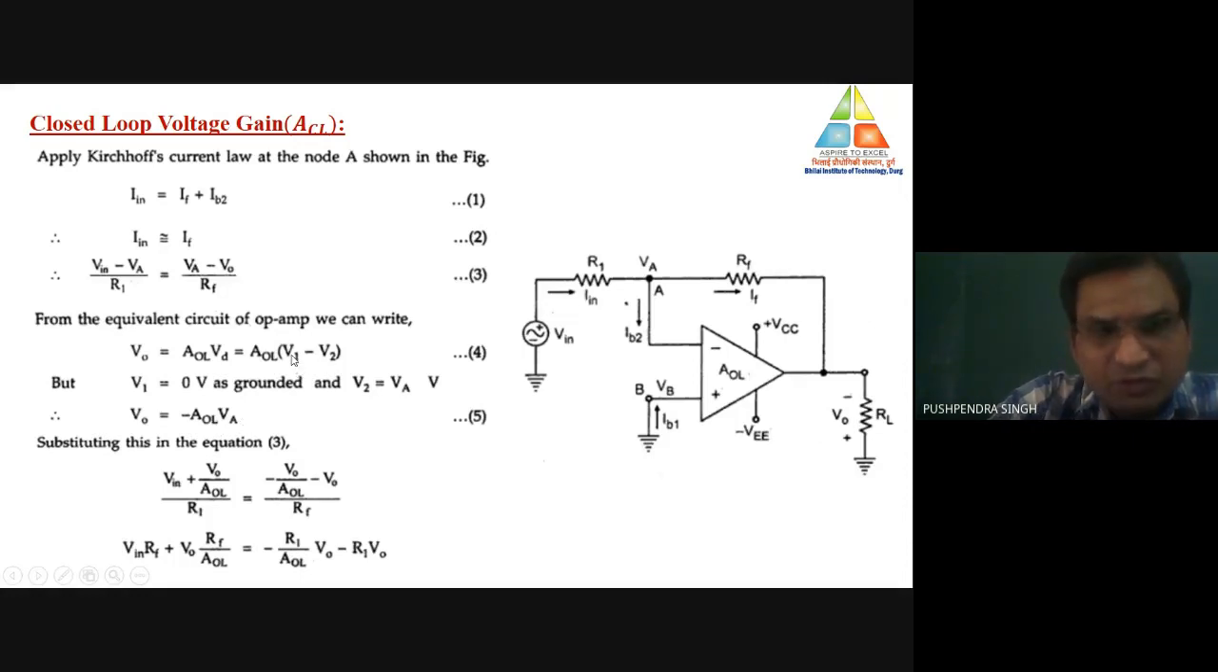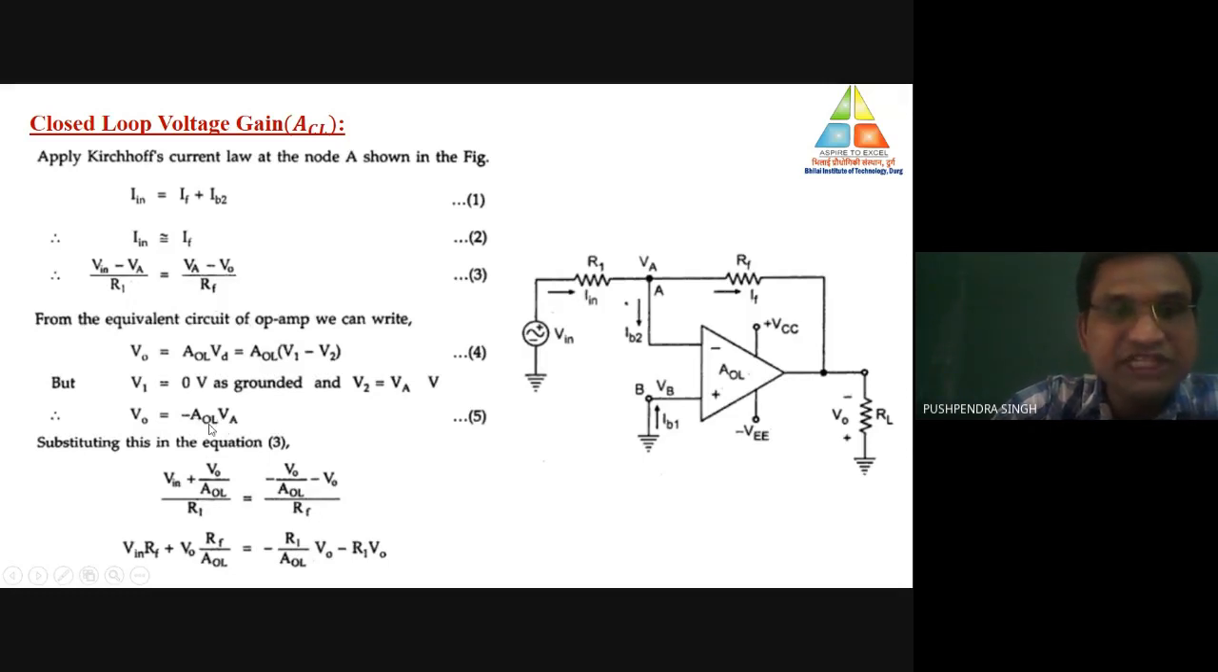Don't confuse this V1 and V2. It's actually VA and VB, where VB is V1 and V2 is VA. After substituting these values, what is the value of V0? V0 is equal to minus AOL into VA. Why am I representing it in this parameter? Because we want to make a relationship in terms of open loop gain. So V0 is equal to minus of AOL into VA.